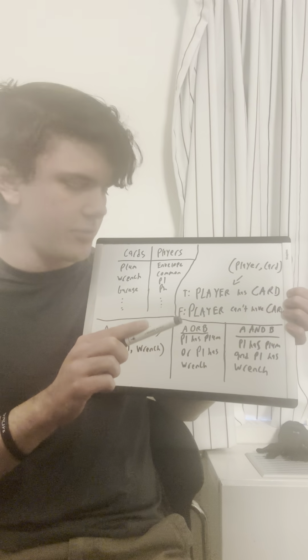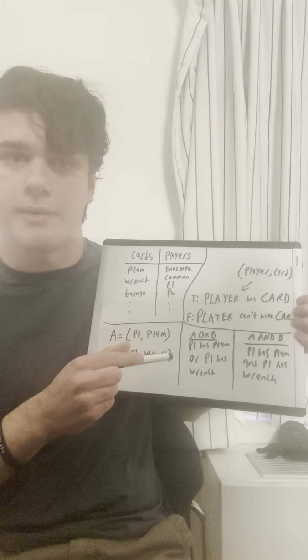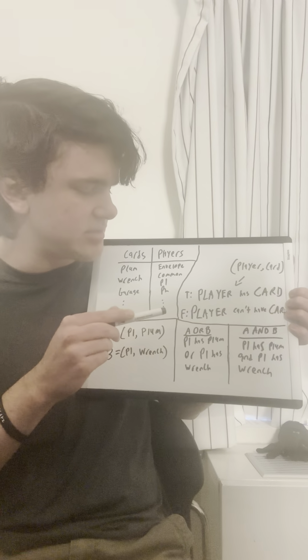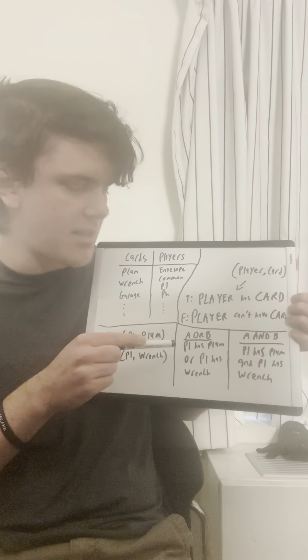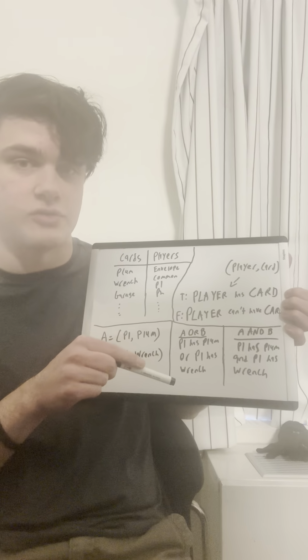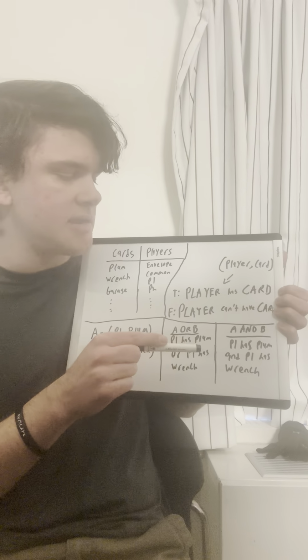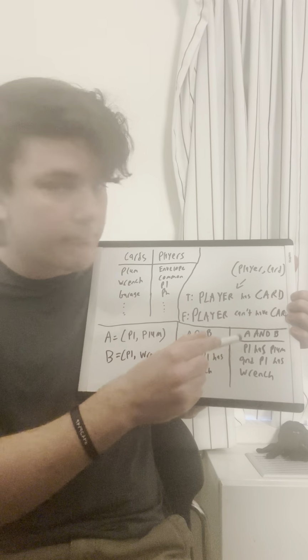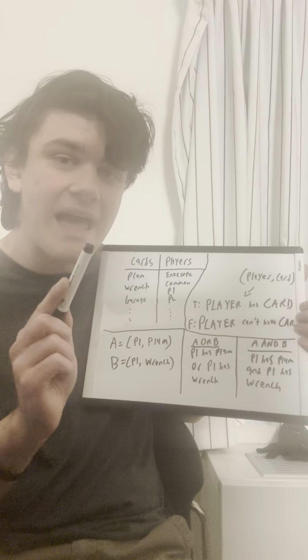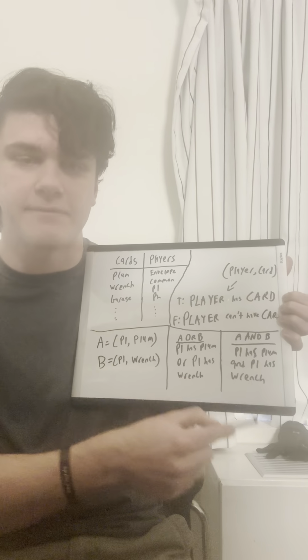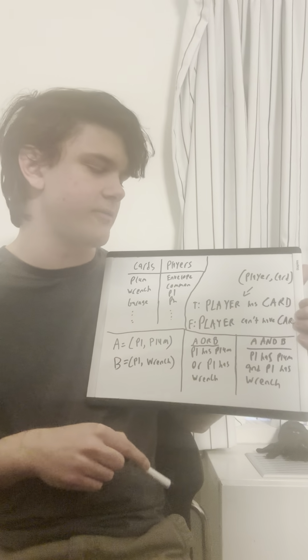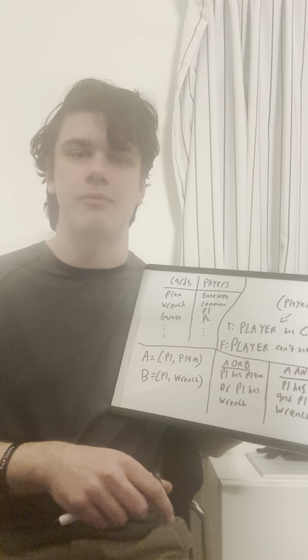Now it could be both because this is not one and only one. However, it means that P1 must have at least one of those two cards. If we say A and B, on the other hand, that means P1 must have plum and P1 must have wrench. And that's how we store information. Stay tuned next time to see how we actually use it.